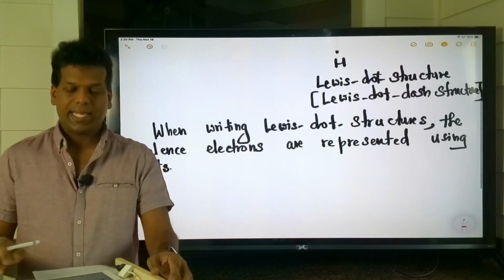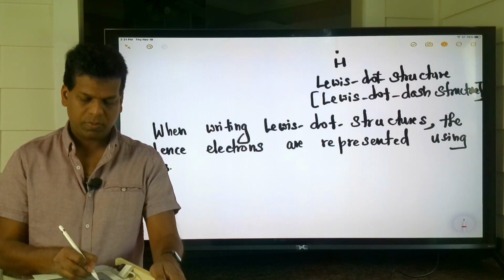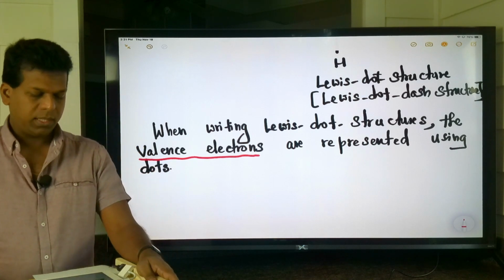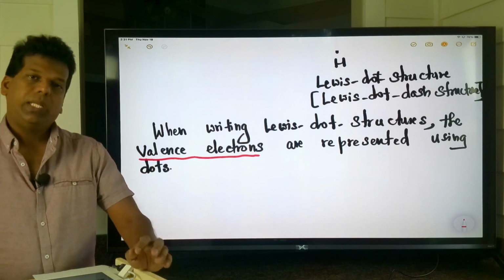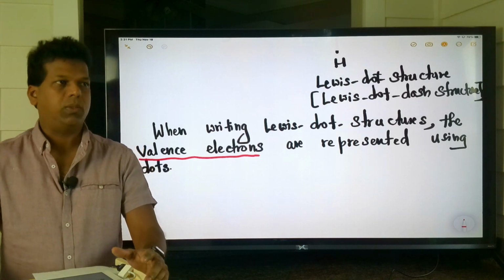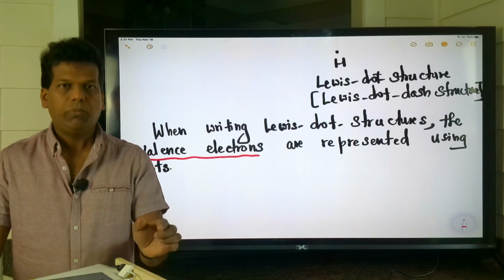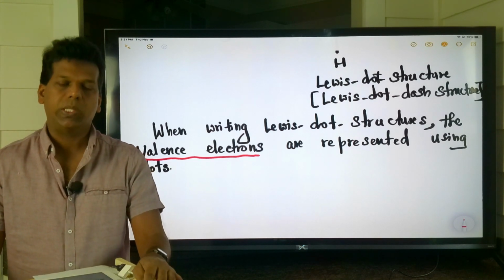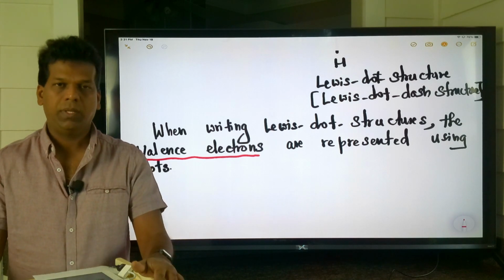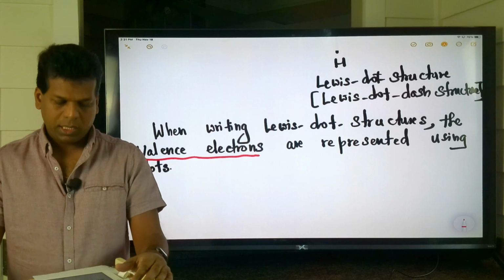Now you may ask why we are looking at just valence electrons. Why not other electrons like core electrons? The reason is that when elements make compounds, when elements make molecules, when elements make bonds, only valence electrons are being used. The core electrons do not participate in bonding. Only valence electrons do. That is why we are looking at valence electrons.